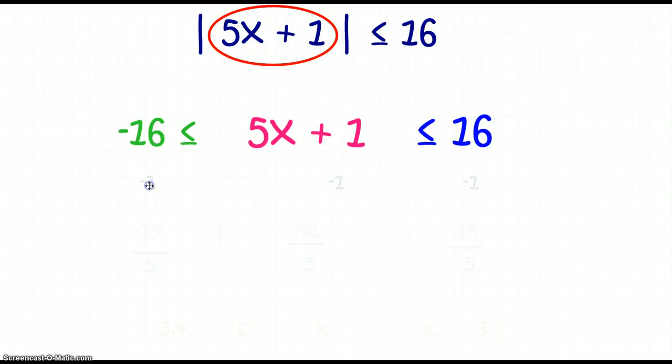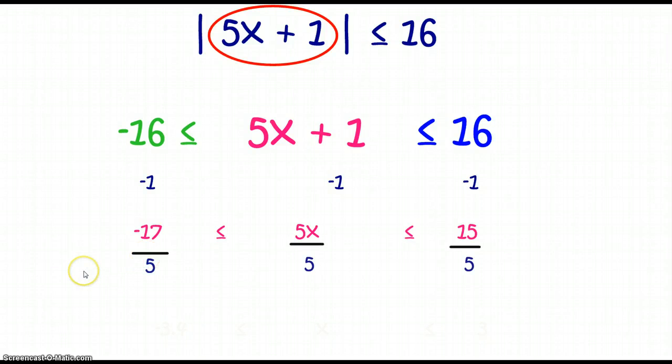When we go to solve this one, remember we take 1 away from each one of our 3 pieces, leaving us -17 is less than or equal to 5x, which is less than or equal to 15. And then we divide all 3 of our pieces by 5. And that leaves us a solution of -3.4 is less than or equal to x, which is less than or equal to 3. And again, this is one of our AND compound statements. So x is greater than or equal to -3.4, and x has to be less than or equal to 3.